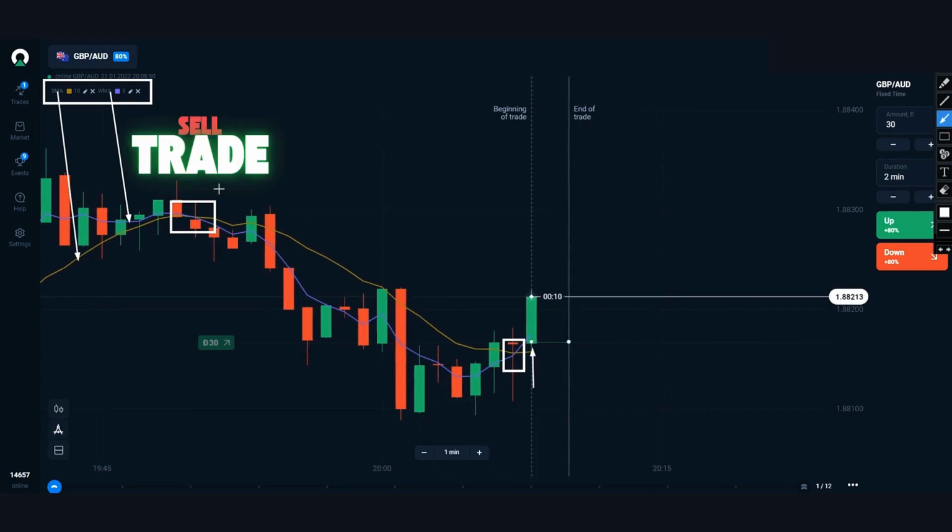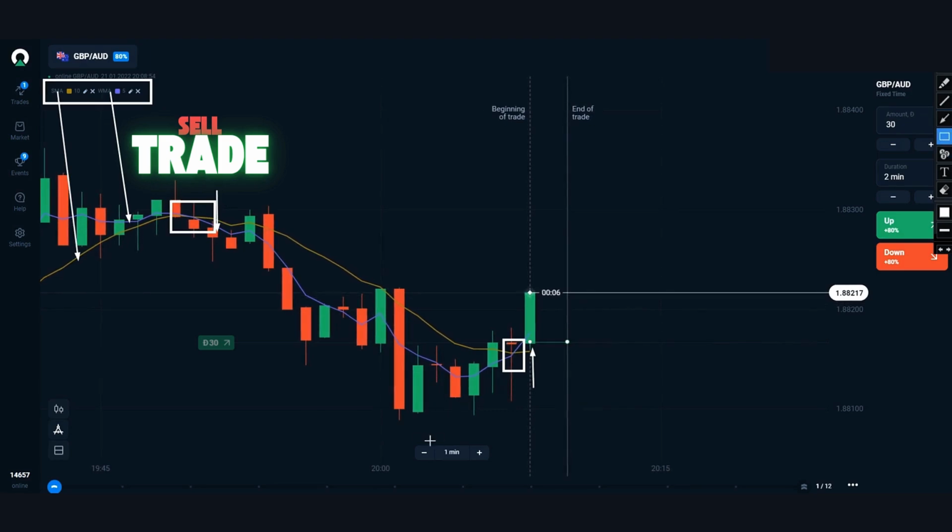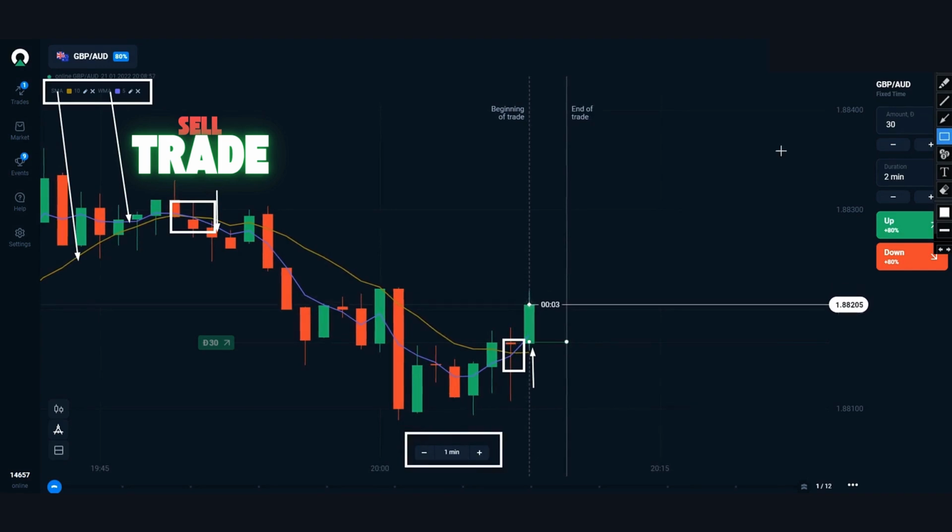Sell trade: when the red moving average crosses above the blue moving average and moves completely upward, enter a sell trade on the next candle. Time frame: use the 1-minute chart. Trade expiry: set expiry time to 2 minutes.